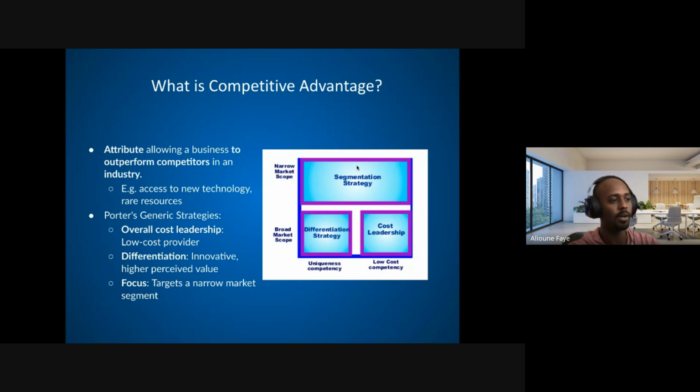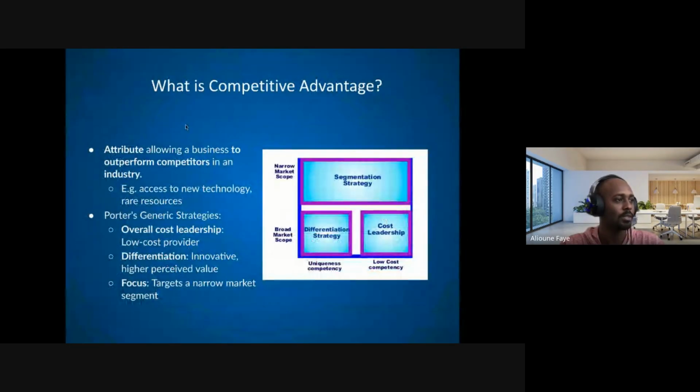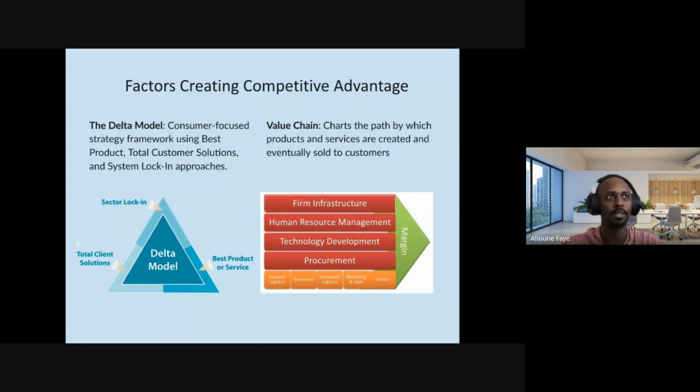On the other side, you can compete with another strategy called differentiation, where you want to be as unique as possible. If you're in a big market, it's called differentiation strategy. If you're in a smaller market, it's called differentiation focus. So far, so good, guys? Yes, no, maybe? Yes. Good.